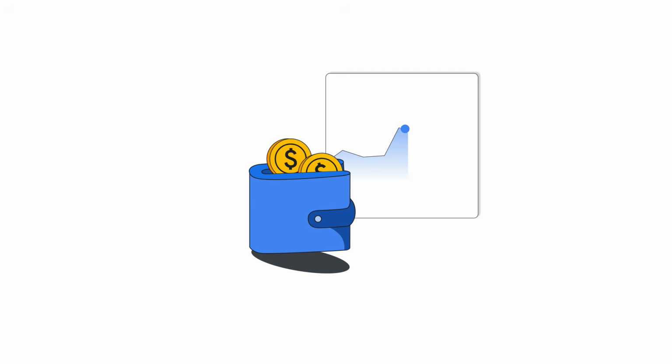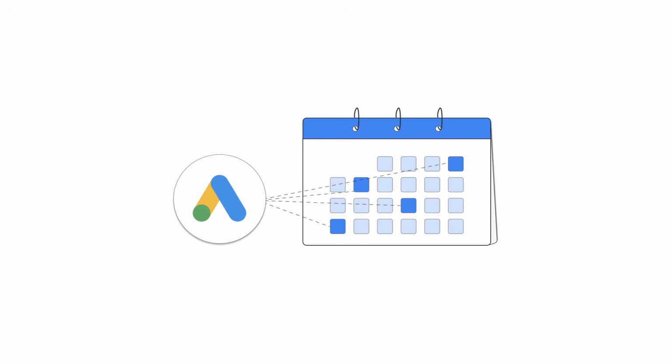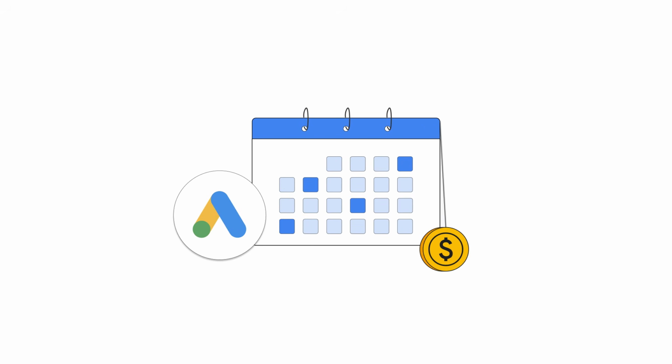Think of your budget like a rubber band. Most days it sits at your average, but sometimes it needs to stretch to catch more traffic. To make sure you don't miss out on those busy days, Google can spend up to twice your average daily budget. So if you set $10, you might see a $20 charge on a given day.